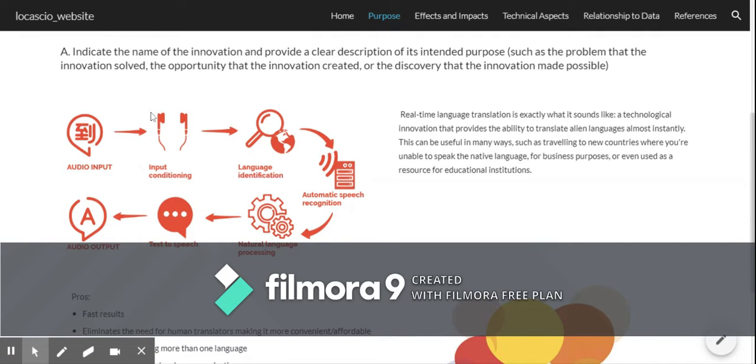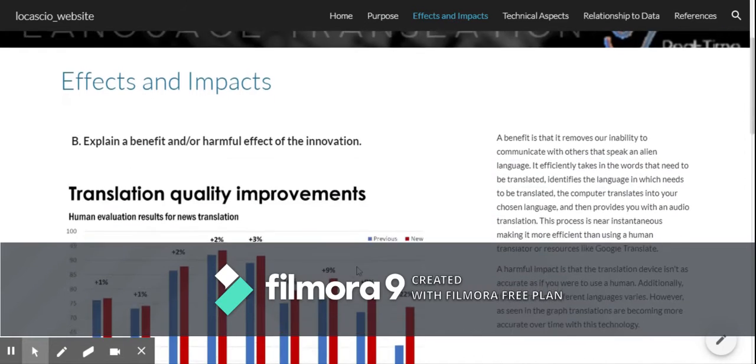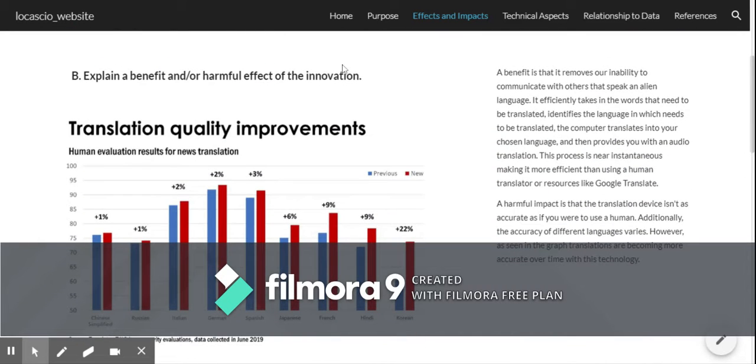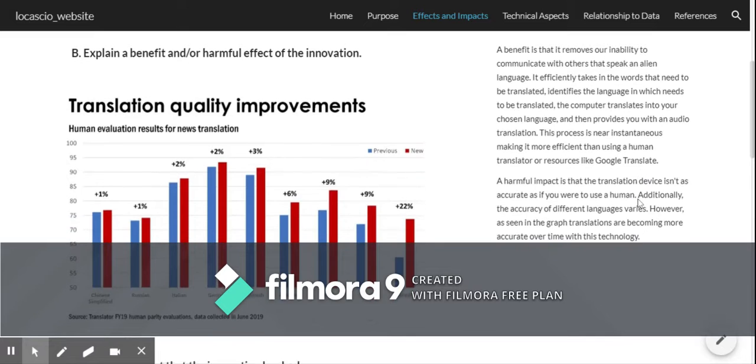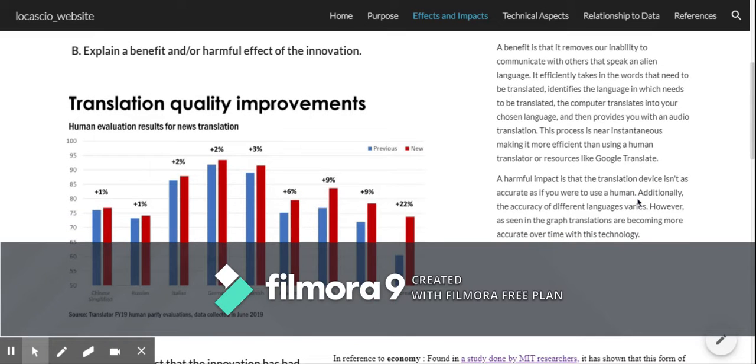The image that you see to the left of my description shows the process of how information is taken into the device and then processed and released again into the target language. Letter B asks me to explain a benefit or a harmful effect of the innovation, and I go into detail over here about how it breaks down the language barriers and some possible positive impacts of integrating this innovation into our life on a daily basis.